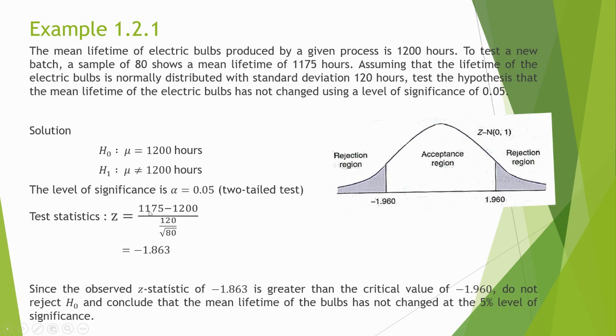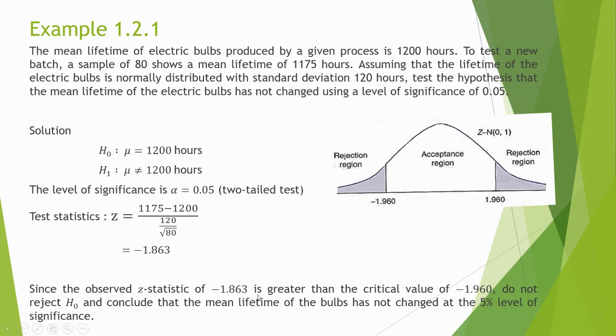Test statistic: 1175 minus the mean, then divide by the standard deviation of 120 over the square root of the sample size, and you get negative 1.863. So this z value falls outside the shaded region, meaning that this value does not fall in the rejection region.